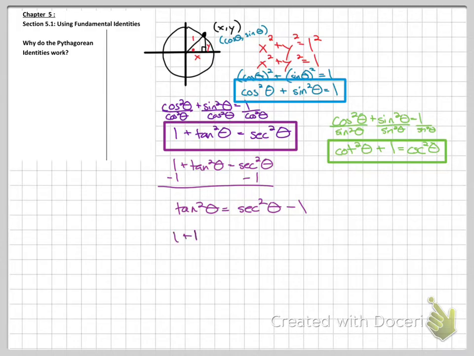One more just to show you. Original again. What if I solved it for 1 by moving the tangent squared to the other side? Then if I ever saw secant squared theta minus tangent squared theta in a problem, I could replace that with 1 to make it a lot more simple. You can do this exact same thing with the blue equation and the green equation as well. So yes, there's 3 Pythagorean identities, but there's really more than that, right? I mean, 9 if each one has 3 options.